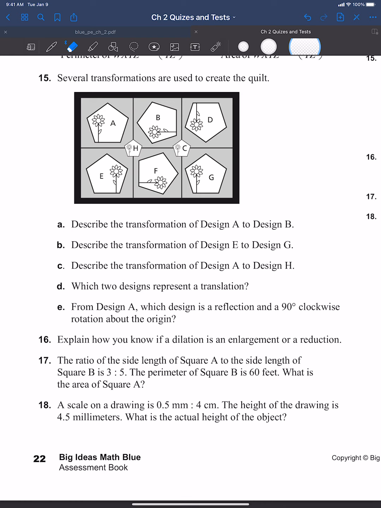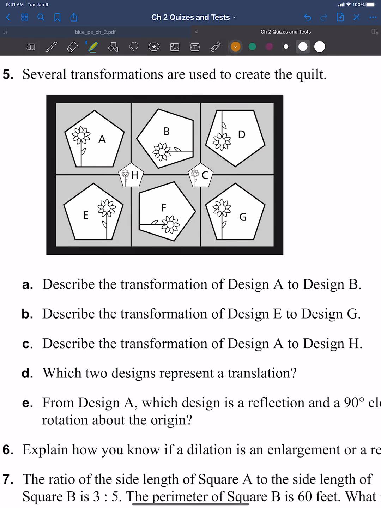Several transformations are used to create this quilt. Describe the transformation of design A to design B. I'm going to highlight it so we can kind of focus on one. Design A to design B. Rotation. Do you guys agree? That's just a rotation? What kind of a rotation?